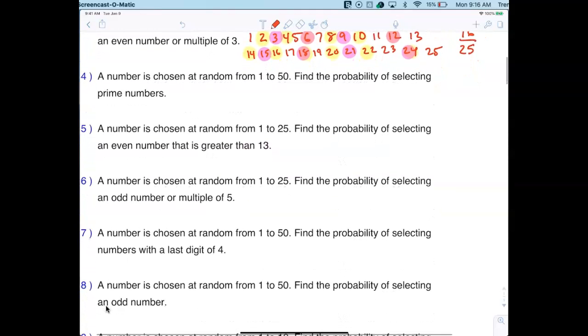Now, a number is chosen at random from 1 to 50. Find the probability of selecting the prime numbers. This is kind of annoying, but I really want you to list out 1 through 50. All we really need to do is count the odds, right? Not all the odds, but none of the evens, except 2. Can we start with 1? No, we do not.